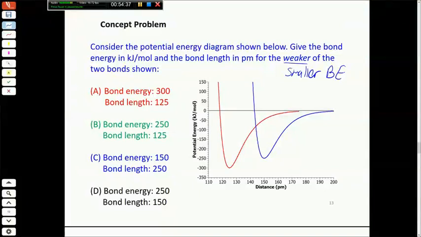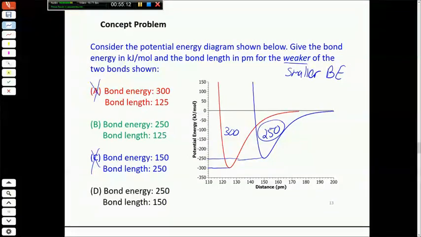So remember, the strength of the bond or the bond energy we get by drawing over to the y-axis. So this red one here has a bond energy of 300 kilojoules per mole as the scale. This blue one here, if I can draw my line straight, is 250. And so this one's going to be the weaker bond. It has a smaller bond energy of 250 kilojoules per mole. So that automatically eliminates this choice and this choice because those are the wrong bond energies.